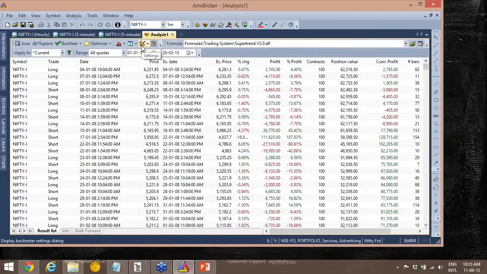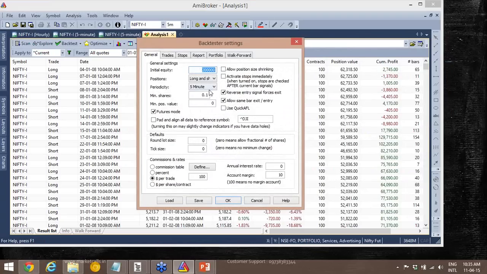So I also want to tell the backtesting engine what periodicity I want to use. I also have to tell what position to use, whether it is long and short, or only the longs, or only the short models. In our case it is long and short. We are going to play both long and short. And commissions we can set according to your brokerage.